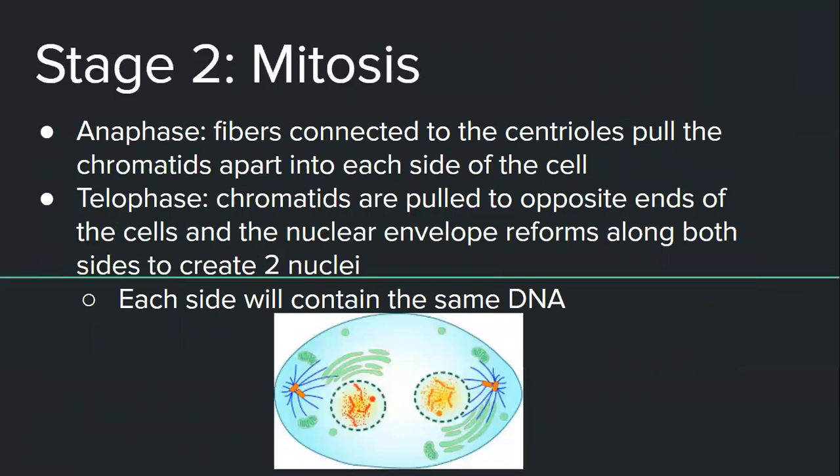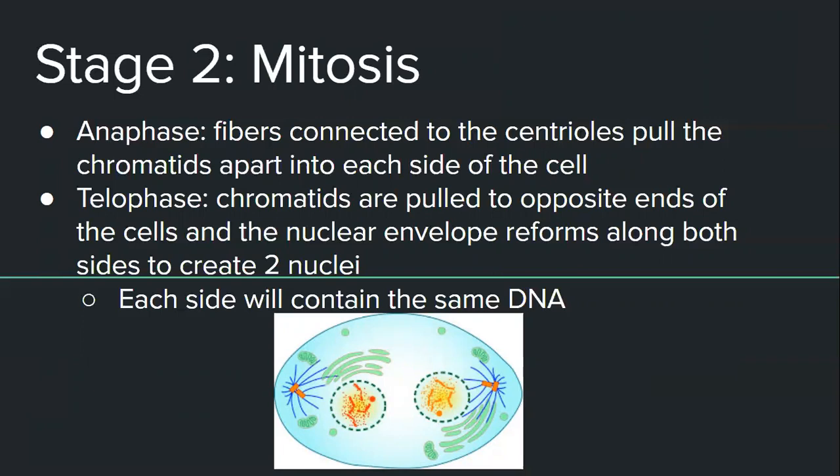In anaphase, fibers are going to be connected to the centrioles and are going to be pulling on each side of the cell. Then we have telophase. During telophase, the chromatids are going to be pulled to opposite ends of the cell, and the nuclear membrane is going to be reforming around that DNA to create these two identical nuclei. Each nucleus contains a complete identical copy of DNA.